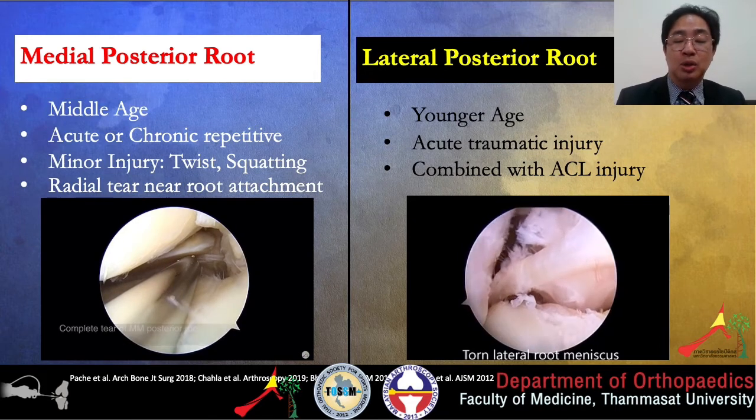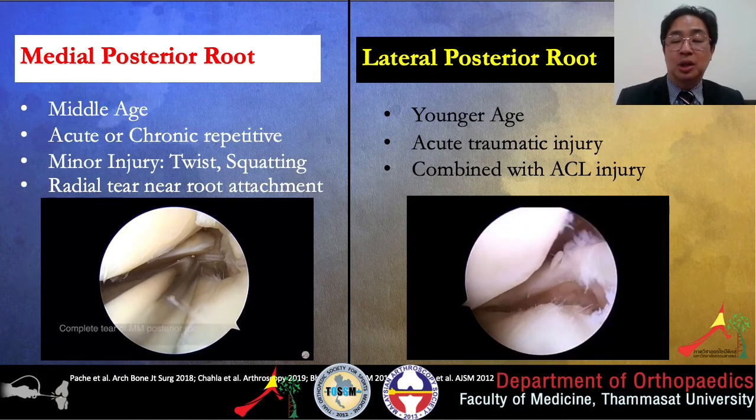These are the differences between the medial and lateral meniscus root tear. The medial meniscus root tear is common in middle age, can be an acute or chronic repetitive injury, and can be from minor injury like twisting or squatting. The tear configuration is always radial, close to the root attachment. The lateral meniscus root tear is found in younger age, from acute traumatic injury, and is always combined with ACL injury.